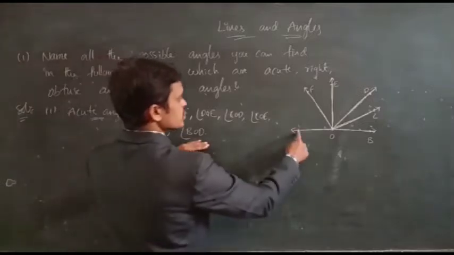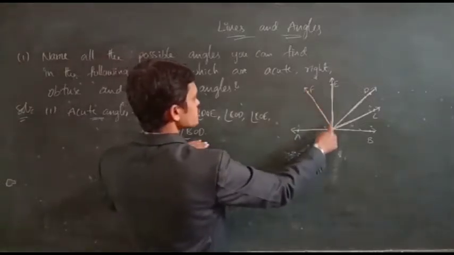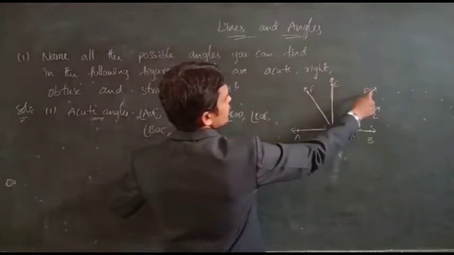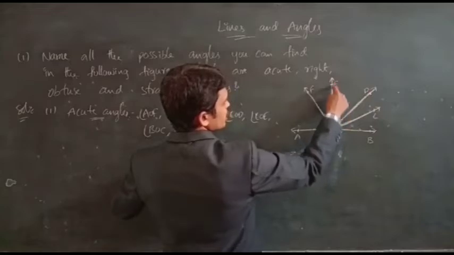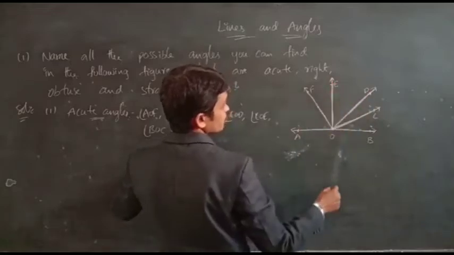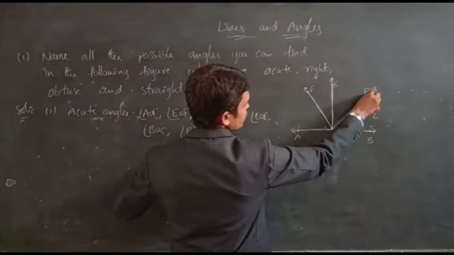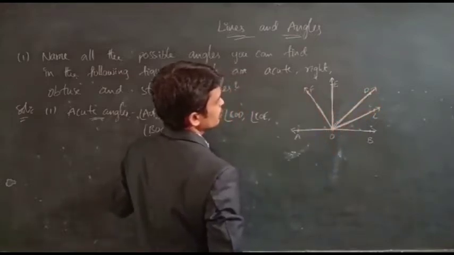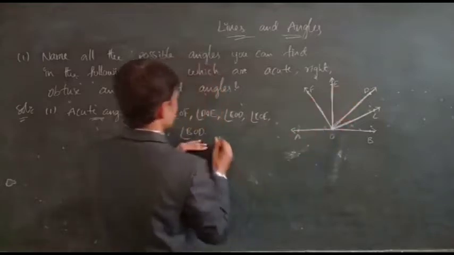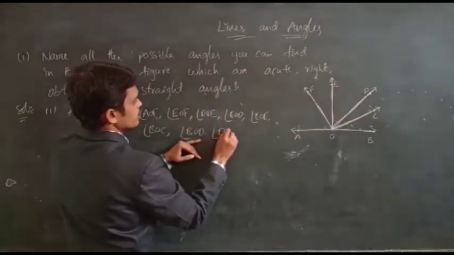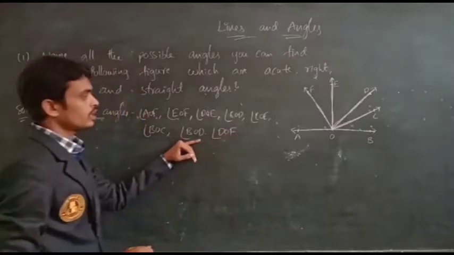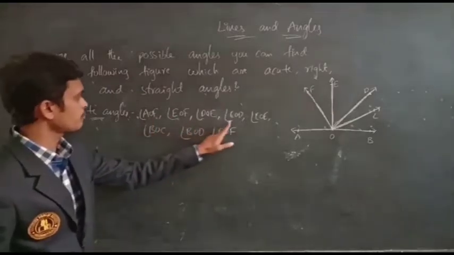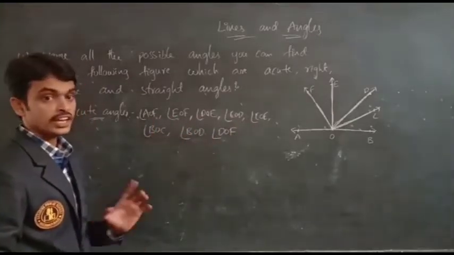See, look at here. First one, this is AOF. Next, this is EOF. Next, DOE. And one more angle also you will get here. See this, DOF. DOF is also an acute angle. So how many acute angles are there? 1, 2, 3, 4, 5, 6, 7, 8. 8 acute angles are there.